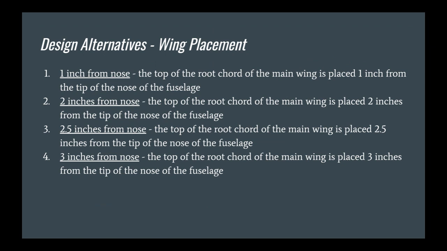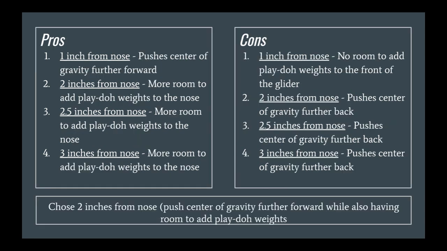For the wing placement, I considered the four following designs: placing the top of the root chord of the main wing 1 inch, 2 inches, 2.5 inches, and 3 inches from the tip of the nose. The pros of placing the wing 1 inch from the nose is that it pushes the center of gravity further forward. The pros of placing the wing 2 inches, 2.5 inches, and 3 inches from the nose is that there's more room to add Play-Doh weights to the nose.